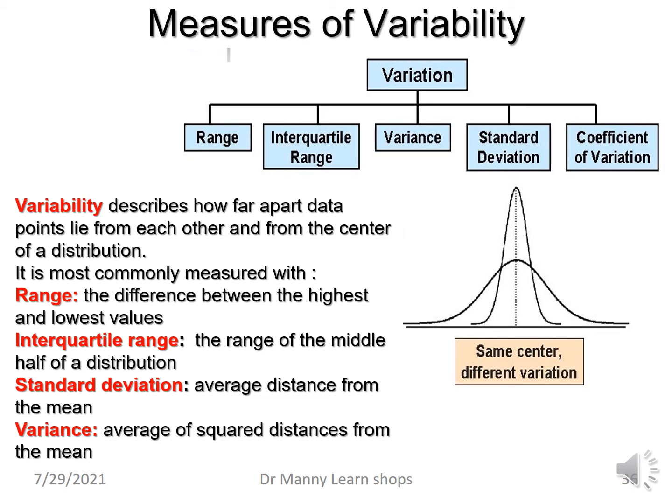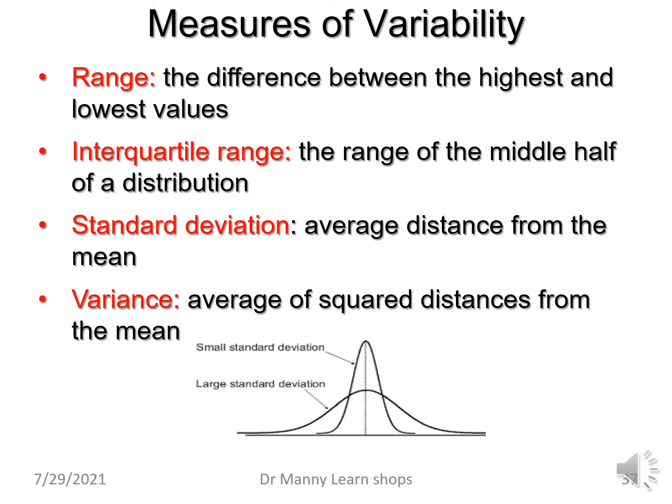Variability describes how far apart data points lie from each other and from the centre of the distribution. And this is most commonly measured with range, interquartile range, standard deviation, and variance. Range, the difference between the highest and lowest values. Interquartile range, the range of the middle half of the distribution. Standard deviation, the average distance from the mean. Variance, the average of the squared distances from the mean. So, as we said, measures of variability include range, the difference between the highest and lowest values. The interquartile range, the range of the middle half of the distribution. The standard deviation, the average distance from the mean. And the variance, the average of the squared distances from the mean.